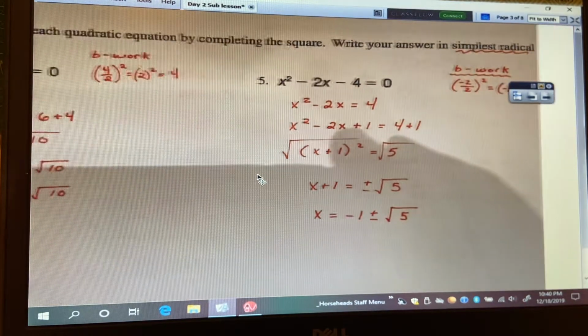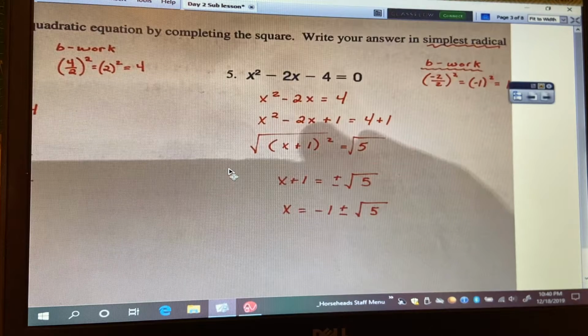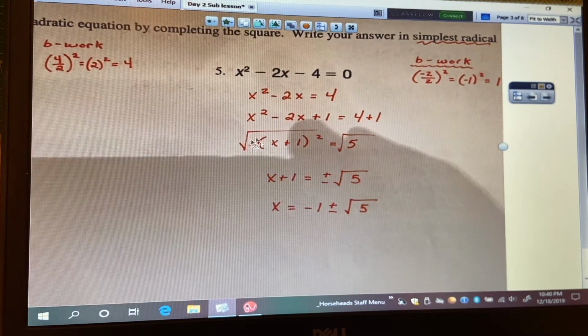The next one. And if you need to pause, go ahead and pause the video. Over here, same idea. Isolate your x's. Do your b work off to the side. Your b work gives you a +1, so we added the +1 on both sides. And that makes this factorable. Perfect factor. Factors of 1 that add to -2 are -1 and -1, so we get x minus 1 squared.